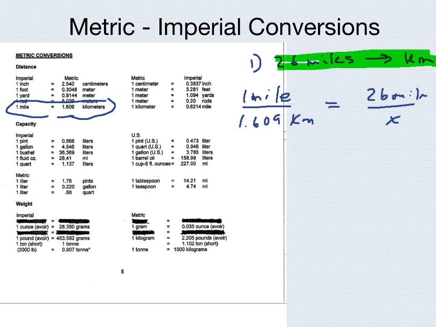What we learned earlier on in the percent section and even in the proportion section, you cross multiply 26 by 1.609, then you divide by the number that's across from the x. So 26 multiplied by the 1.609 is going to give us an answer of 41.834, and the unit I'm looking for, 41.834 kilometers.